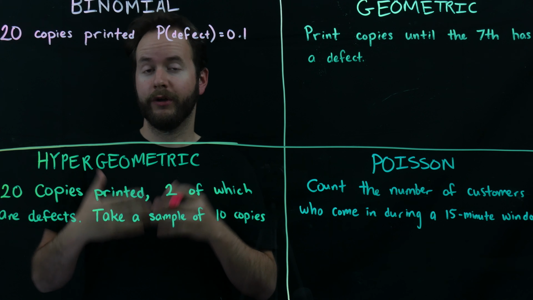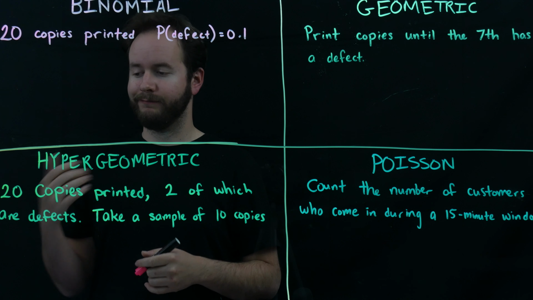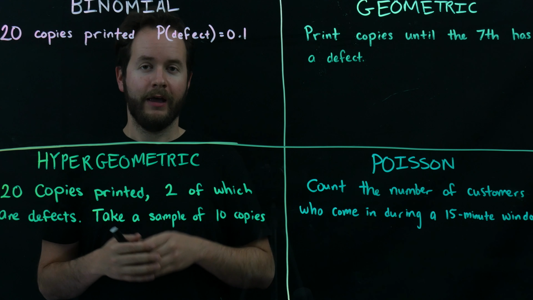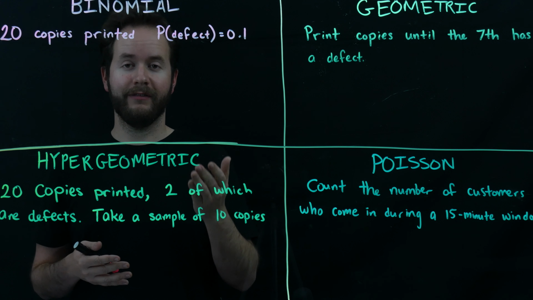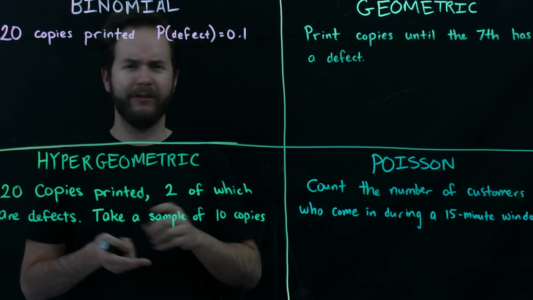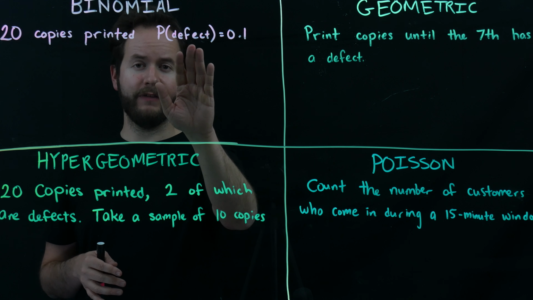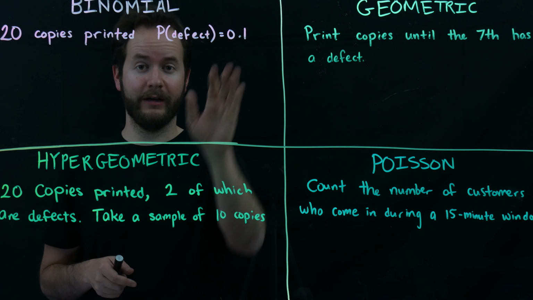I want you to envision that you're working at a copy shop. So you're working at a print shop like, I don't know, FedEx or Kinko's or whatever. And when you print a copy, there's a chance that it's bad, like the ink has run out or everything got printed backwards. That's what we consider a defect. And let's say that that happens 10% of the time.